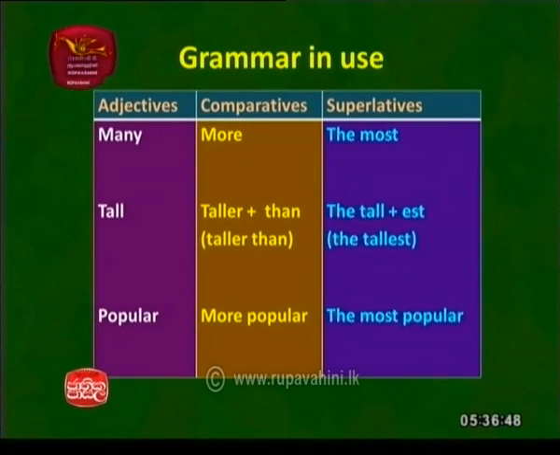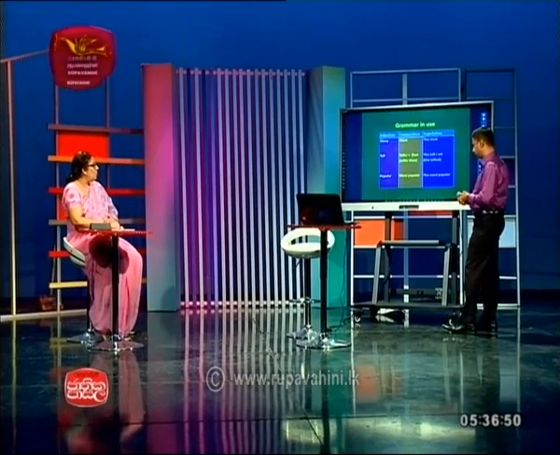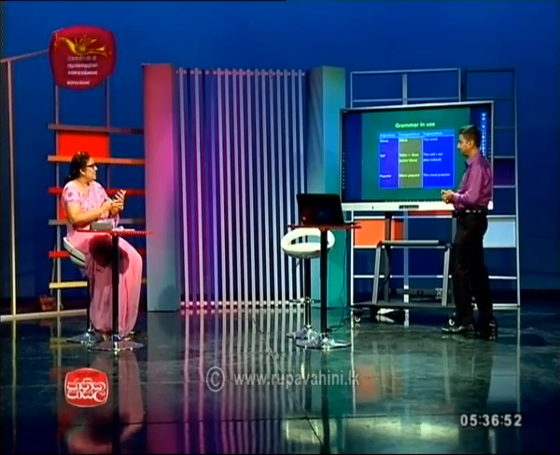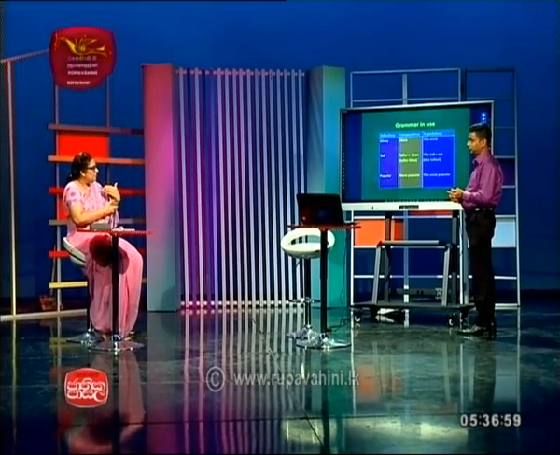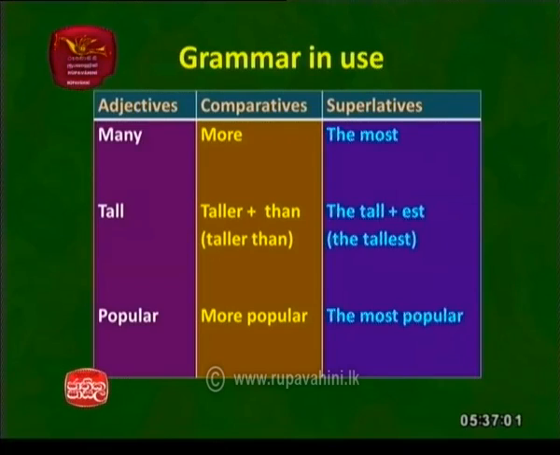Now, let us see how we can use this, popular, more popular. We use this popular word with this, right? So, we compare with more popular. And the superlative form is the most popular. We can say cricket is more popular than basketball. And then the most popular game is cricket. Okay?